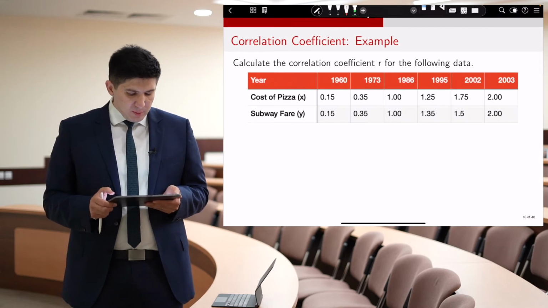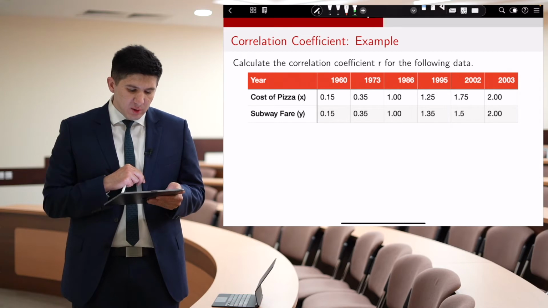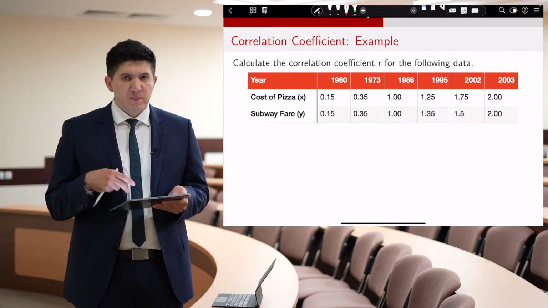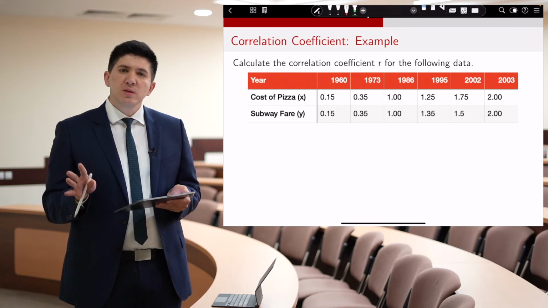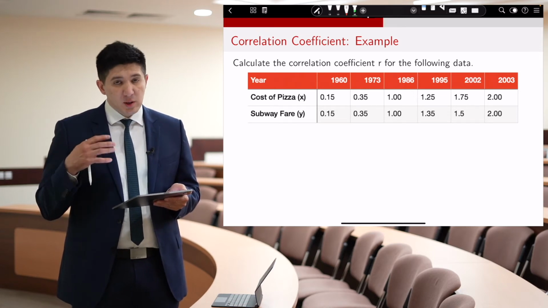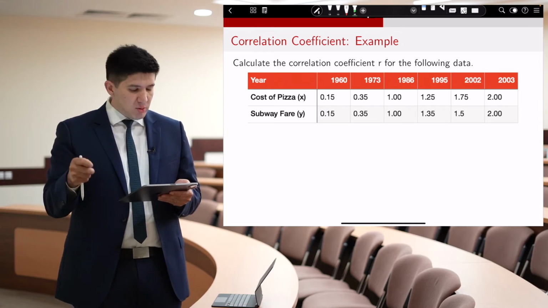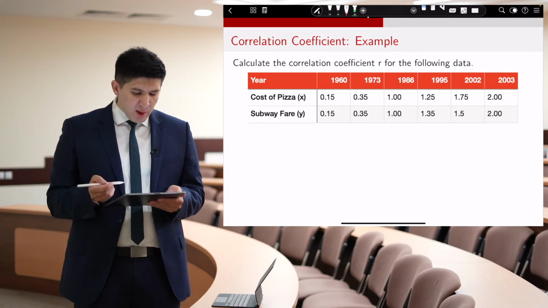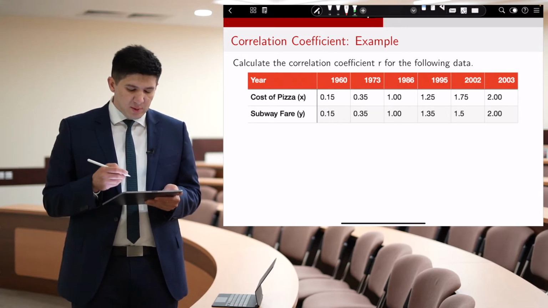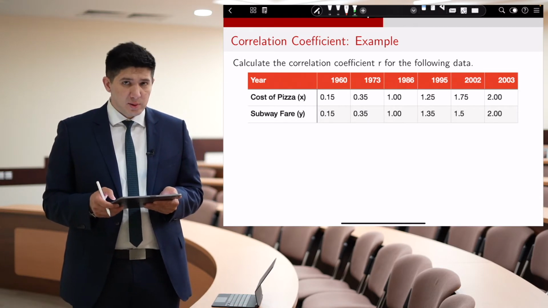So let's do an example. I would like to calculate the correlation coefficient for the following data. If you remember our first example, I would like to understand whether there is a correlation between the price of the subway fare, the ticket for the metro, and the cost of a pizza. So here are the prices for 1960, 73, 86, 95, 2002, and 2003.